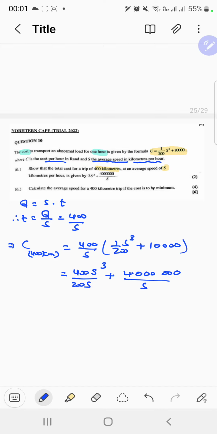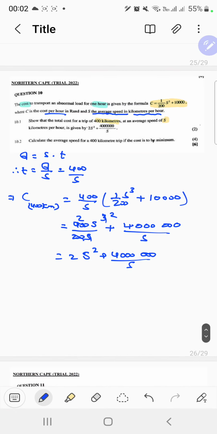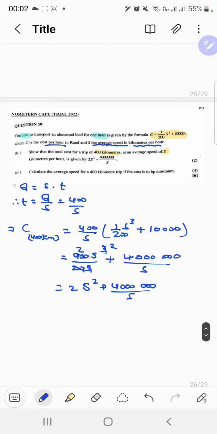Not a problem. Now, we can see that 200 goes twice into 400, so this is going to be 2s cubed over s. s takes out 1, they will remain with a 2. So this is going to be 2s squared. Let's just take this one out before it messes with me. So this one is out, it leaves a 2. So this is 2s squared plus 4 million over s, which is exactly what they wanted. Not a problem. This is pretty straightforward. So that was answering 10.1.